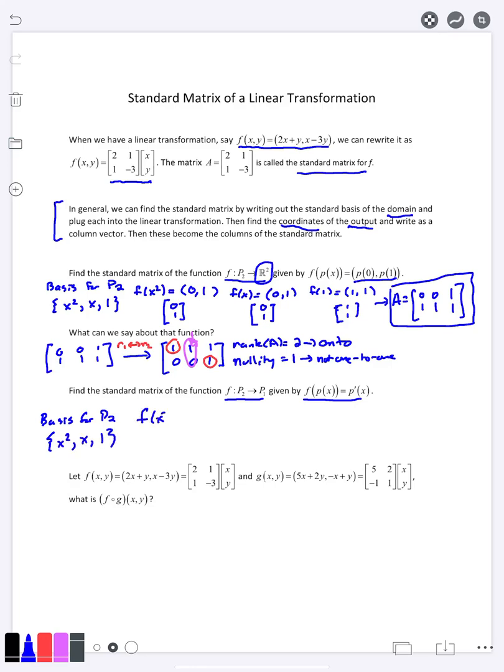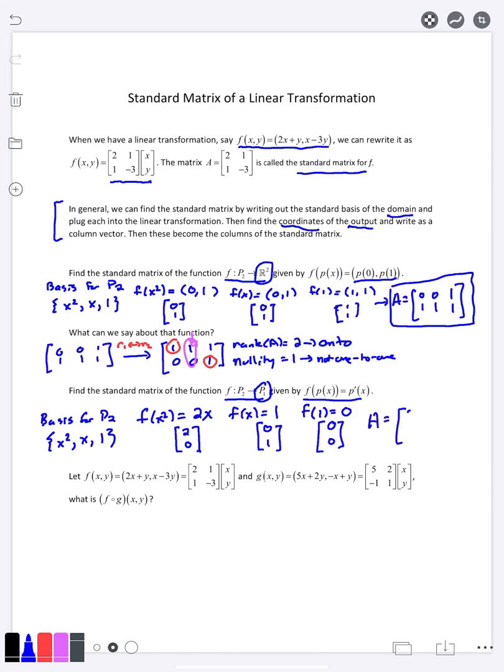And if we plug x squared into our function, we are going to get 2x, and that is the same as 2x and 0 constant, right? Because we're writing our output in terms of P1 here. Then we plug x into our function. The derivative of x is 1, which is 0x and 1 constant. And lastly, f of 1 is 0, and that's 0, 0 there.